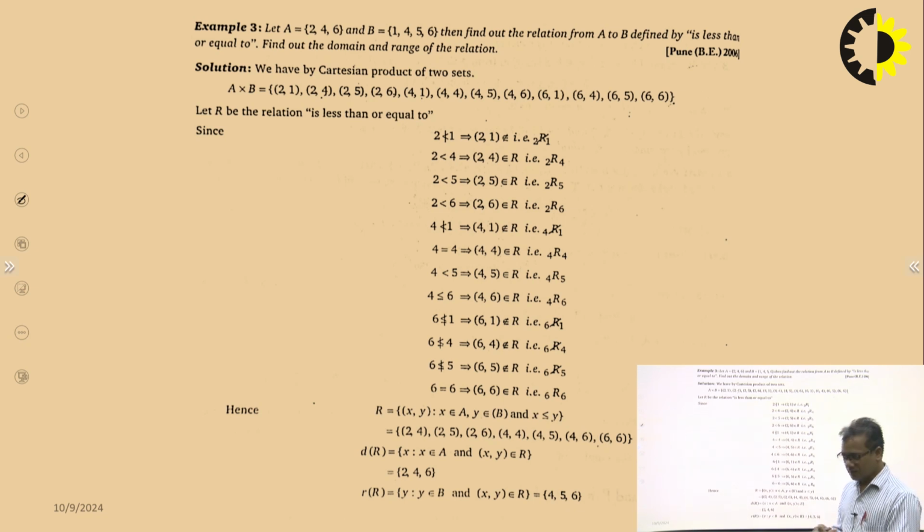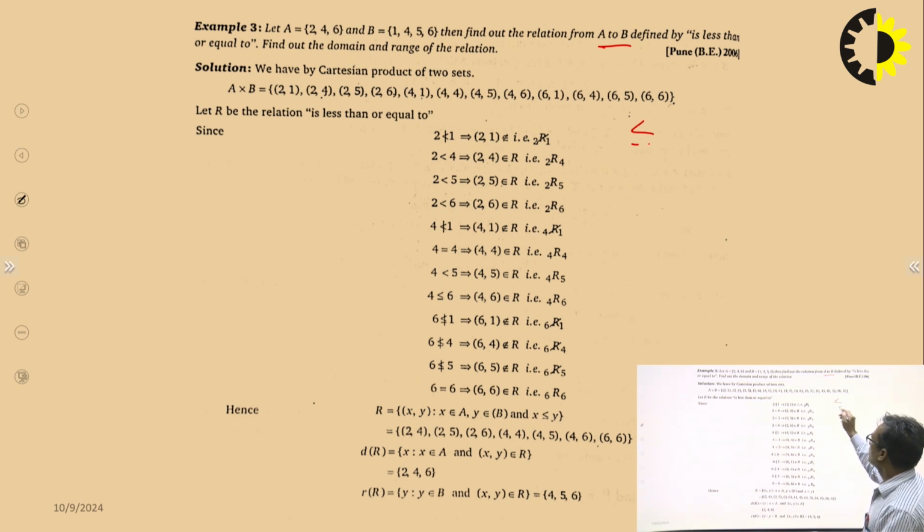So here we will discuss an example. Let A be the set {2, 4, 6} and B be the set {1, 4, 5, 6}. Find the relation from A to B defined by is less than or equal to.